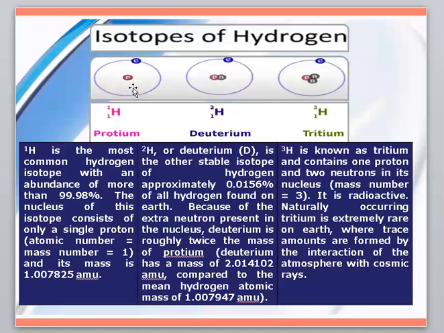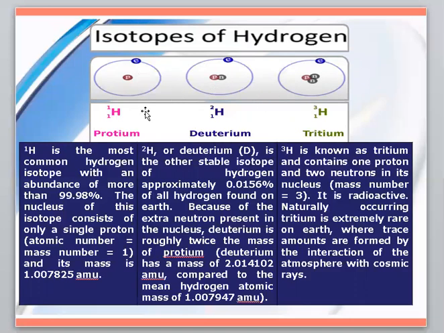Observe its structure. In protium, we observe one proton and one electron. There is no neutron. In deuterium, we observe one proton, one neutron, and one electron around the nucleus. In tritium, we observe one proton, two neutrons, and one electron around the nucleus. So, what are the main similarities? All have the same number of protons, the same number of electrons, and the same atomic number. What are the differences?